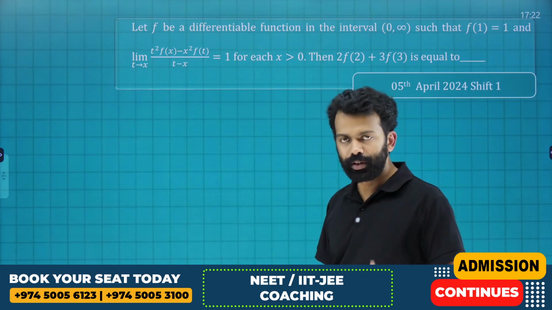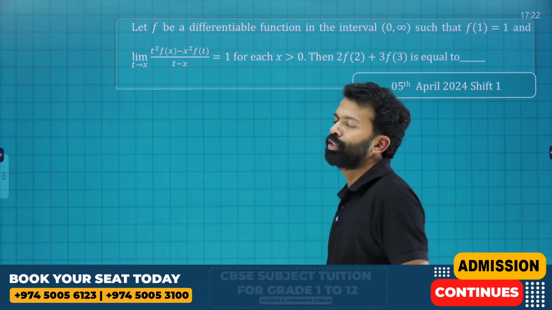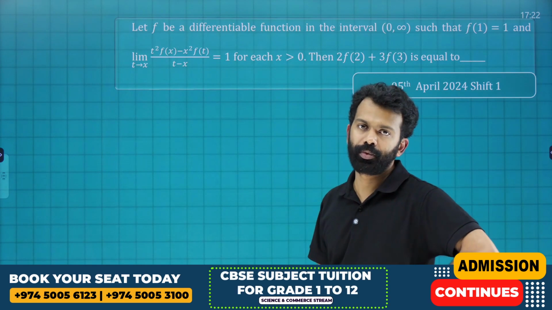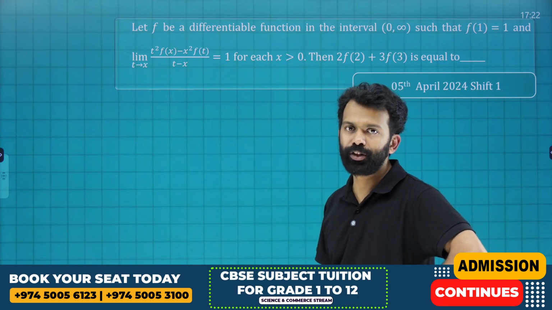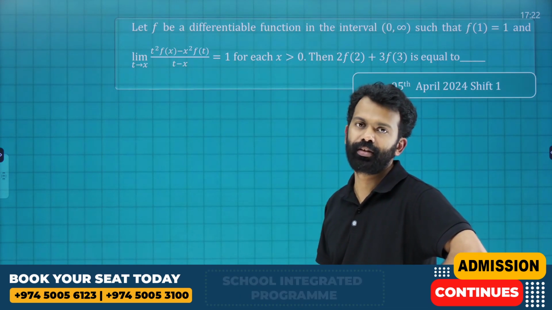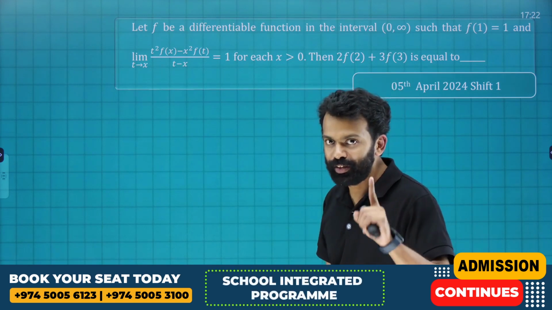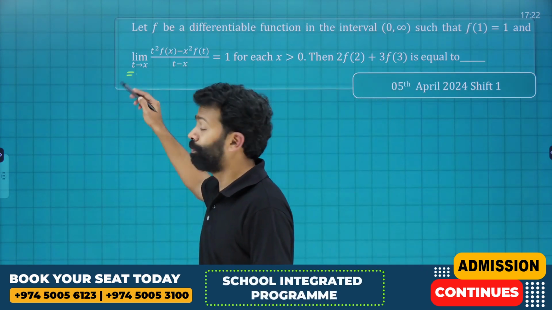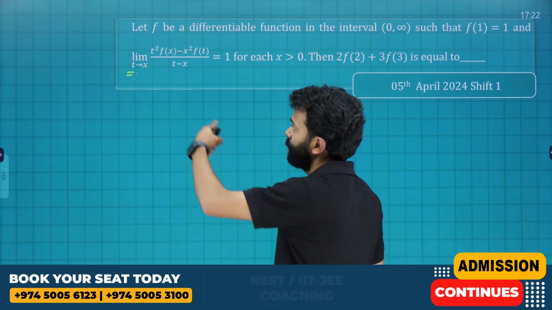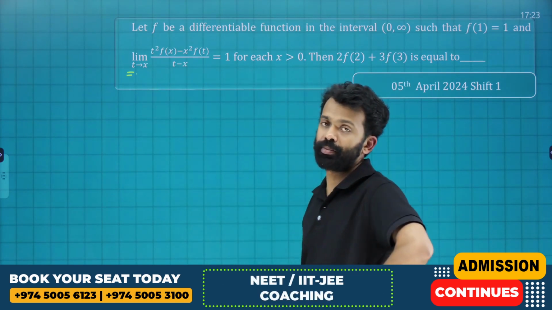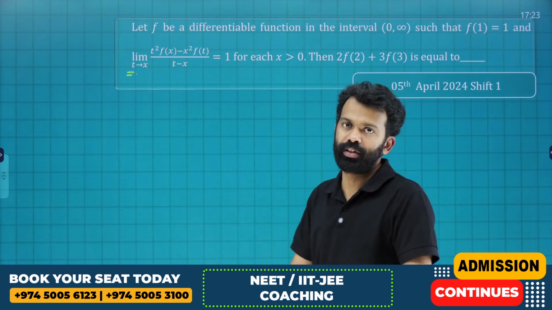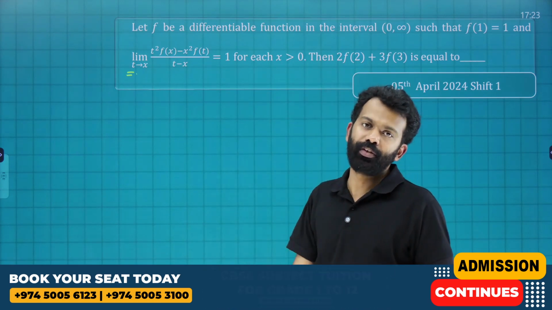But before doing L'Hospital rule, just ask yourself, with respect to which variable you should differentiate here, with respect to t or with respect to x. That is where most students make the mistake. You need to differentiate with respect to the variable which is tending here. Okay, that is with respect to t. t is tending towards x. With respect to that variable, we need to differentiate.